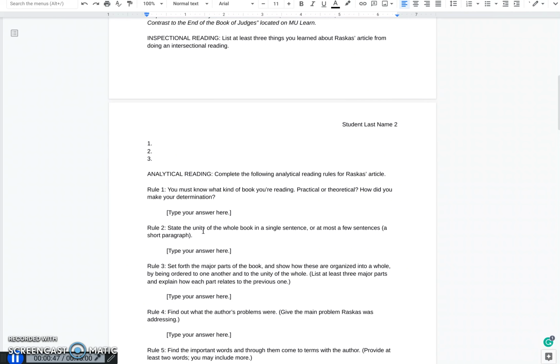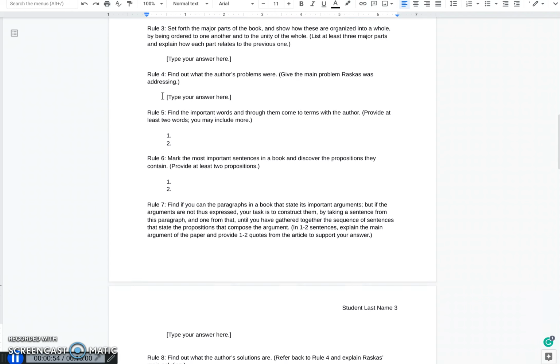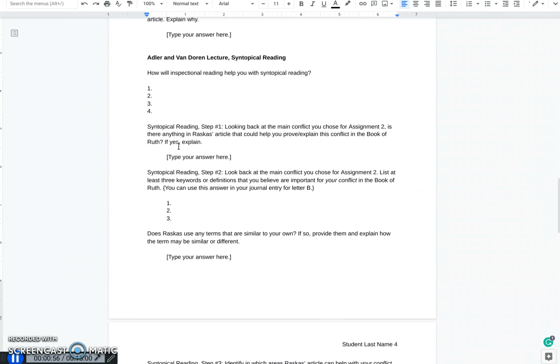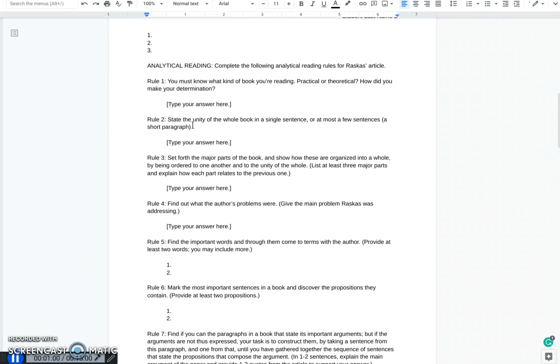And then for your analytical reading, I want you to go ahead and do all of the analytical reading rules that we've learned. That would be rules 1 through 11. And this is kind of our review, almost like our little mini midterm, because we are at the midpoint of the class. Now, for all of these rules, I only expect you to write 1 or 2 sentences to answer each one. You don't need to give me very in-depth responses.